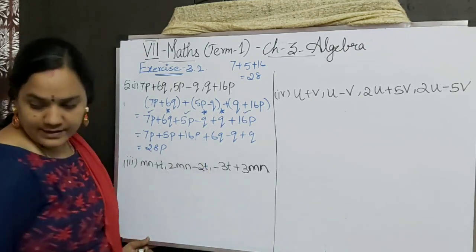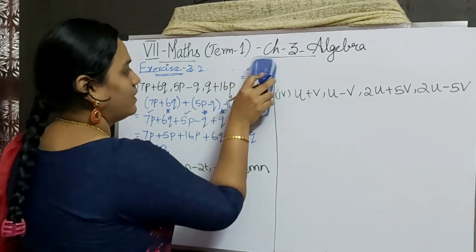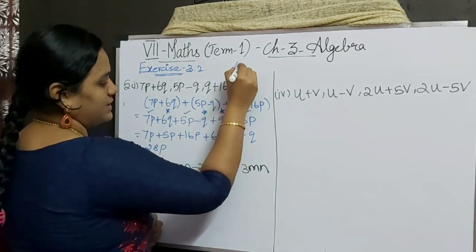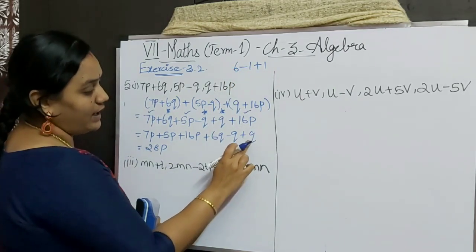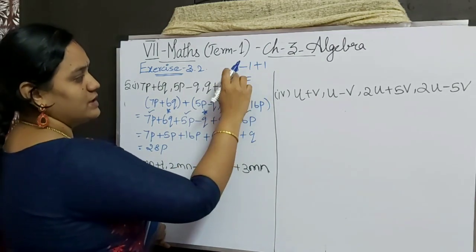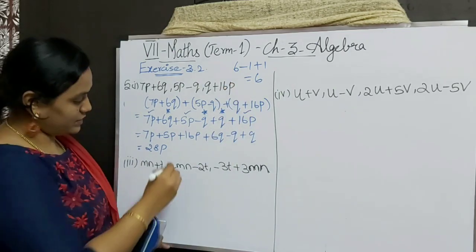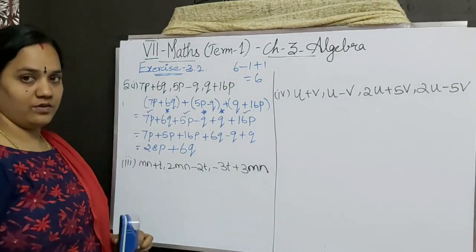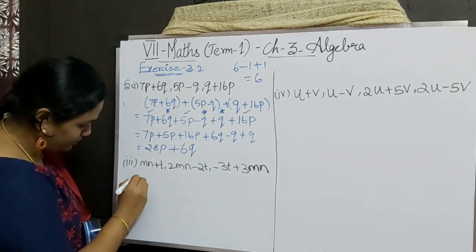Here next, the coefficients of q. Let me write the coefficients: 6 minus 1 plus 1. Here the coefficient is minus 1 and here the coefficient is plus 1. So 6 minus 1 plus 1. 6 minus 1 is 5. 5 plus 1 is 6. So plus 6q. This is your answer. Okay, you have to do the problems like this. Shall we try the next one?